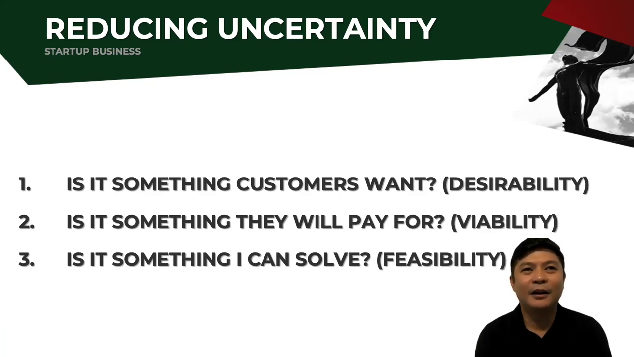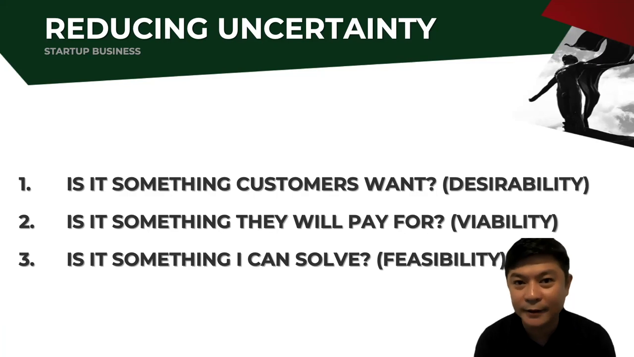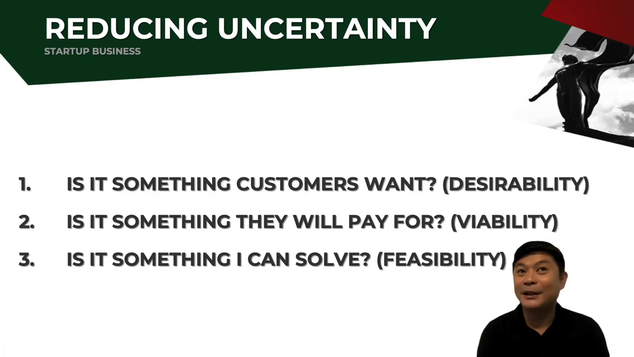Now, the usual example here is, let's say you're selling over-the-counter medicine for COVID-19. Is it something customers want? Yes. Is it something they would pay for? Yes, obviously. But third, is it something that I can solve? Is it something that I can produce on my own? Not so much. So you need to have yes on these three questions, right?